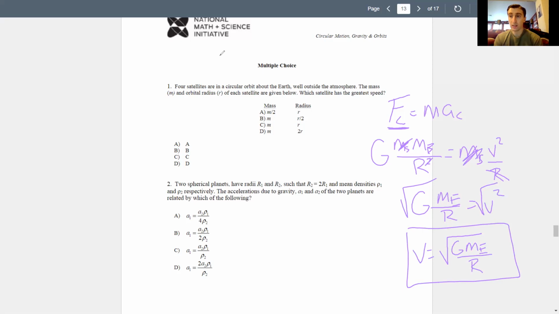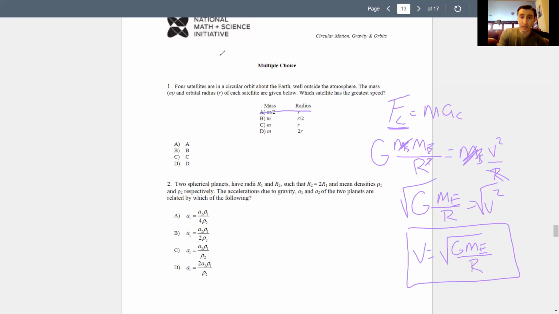Now, let's look at the changes we're going to make to see which satellite has the greatest speed. So the first one, satellite A, should make sense that it's not going to be any good because you're making the mass smaller. So if I put a smaller number up top inside the radical, I'm going to get a smaller number out, which makes it a smaller velocity. Okay, so A right away, no good.